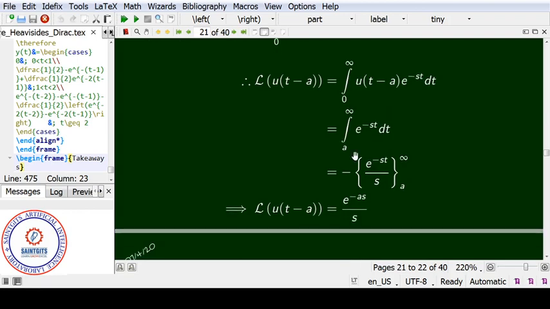The remaining is just integration of e raised to minus st with respect to t. So the integral of e raised to minus st is e raised to minus st by minus s. Then I put limit from a to infinity. L of u of t minus a is equal to e raised to minus as by s. That means Laplace transform of unit step function is equal to e raised to minus as by s.